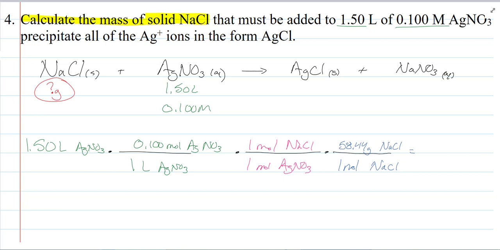I get 8.77 grams of NaCl. And that's how much sodium chloride I would need to precipitate the silver ion out as silver chloride.